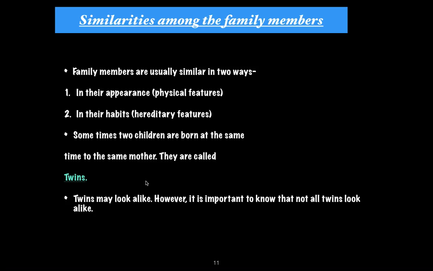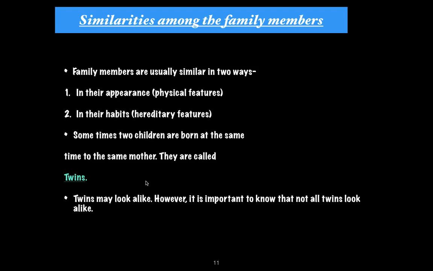One in their appearance, which is their physical features, that talks about the features of your body, and second in their habits or hereditary features, which is passed down from generation to generation. So in physical features, you might have heard some people tell you that your eyes resemble your father's eyes or your nose is exactly like your mother's, right? So in the same way, in their appearance and in their habits, we are similar to our family members.